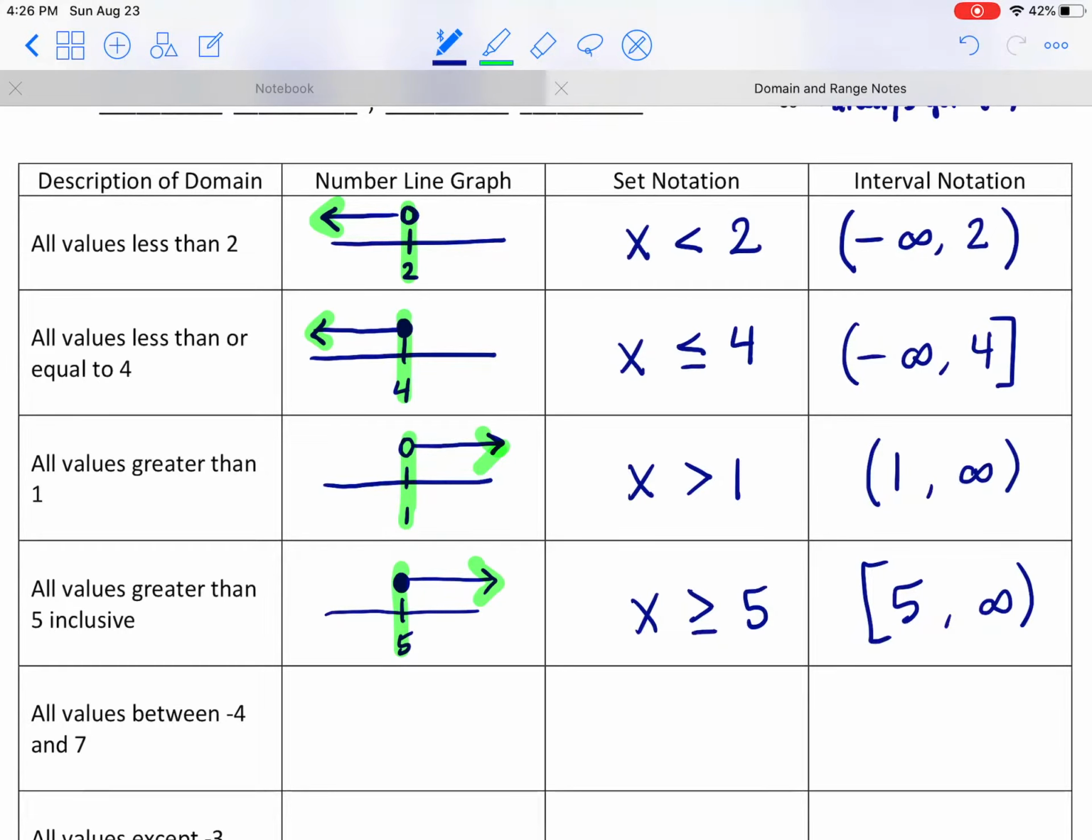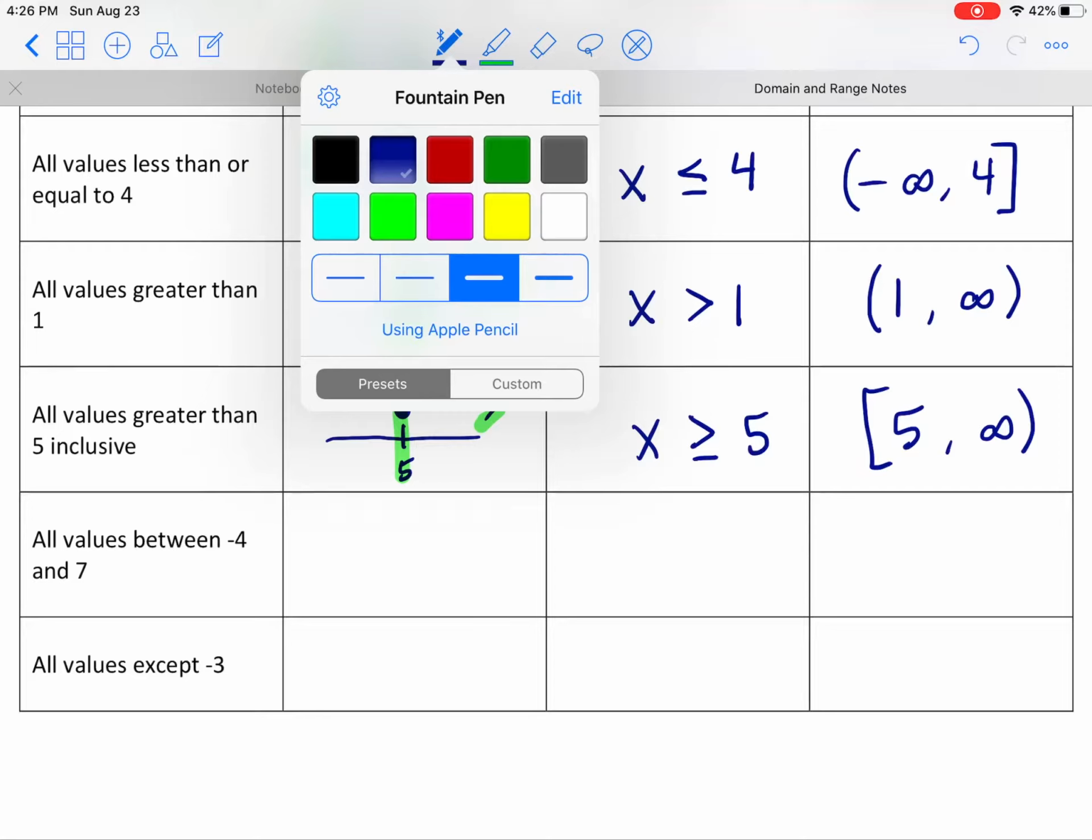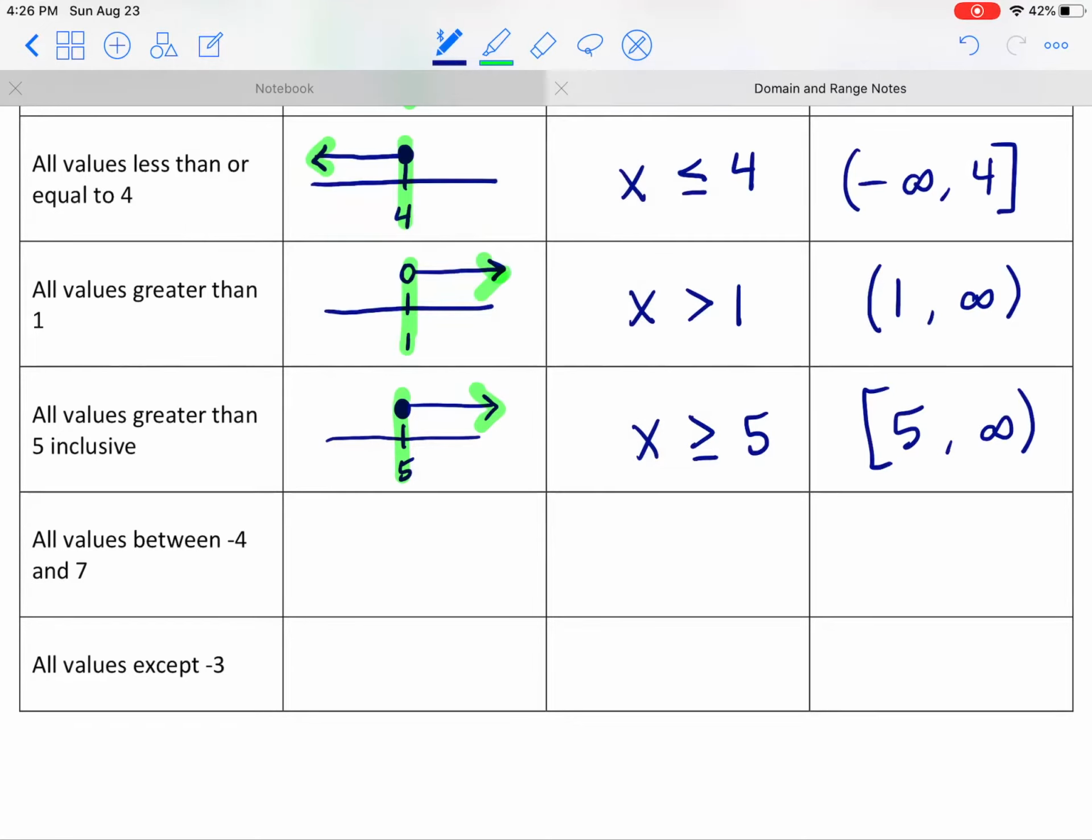Okay? Next one is the tricky one, because we've got two things happening at the same time. So if we wanted all values between negative 4 and 7, the number line graph is not so bad.